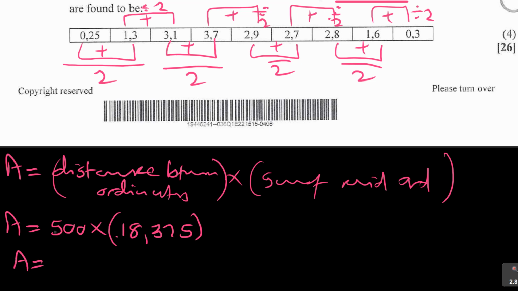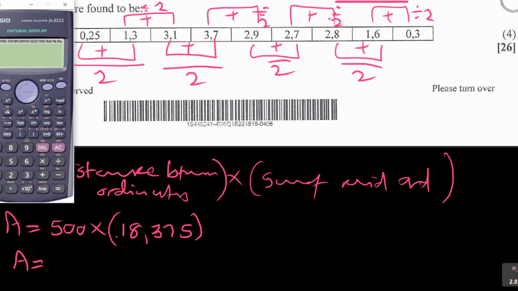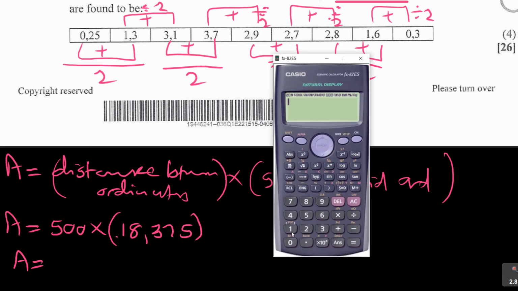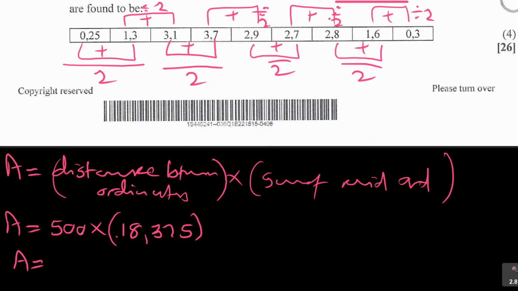So what is the area? You multiply that by what? You multiply that by 500. So 18,375 times 500 equal to, and then I've got 9187,5. 9187,5 what? Kilometer square area. That was the first one.